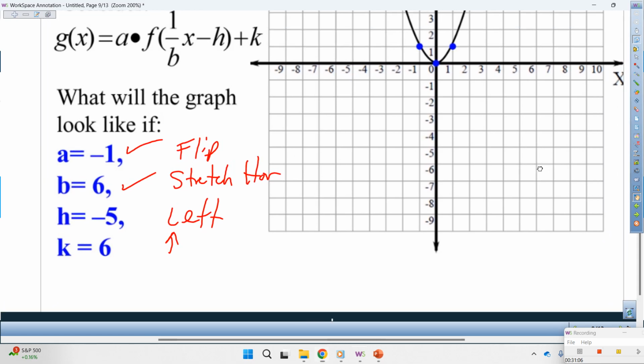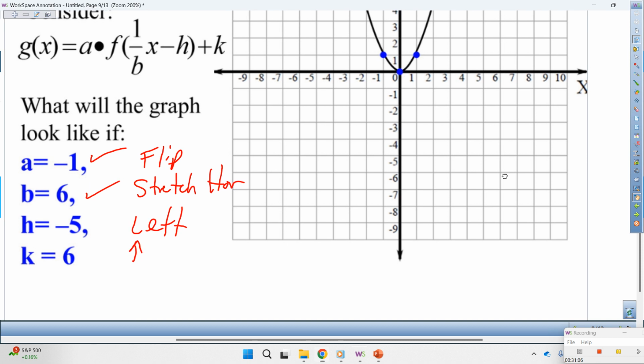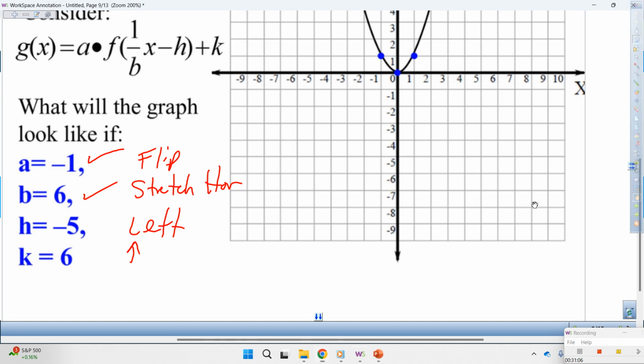transformations. We'll continue this tomorrow. Wait a minute. Tomorrow's Friday, Mario. Let's go.